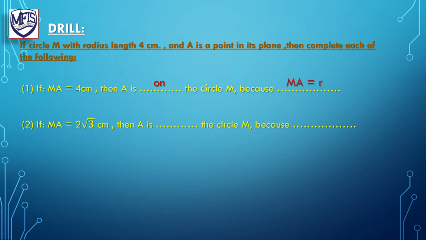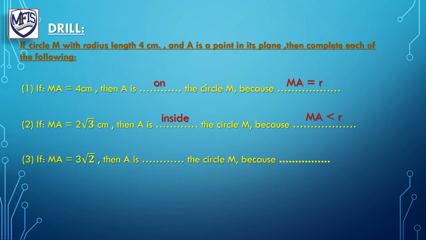Number 2. If MA equals 2 root 3, then A is, to determine the position here, convert 2 root 3 into decimal form to know if 2 root 3 is more than 4, less than 4 or equals 4. Of course, 2 root 3 is less than 4, less than the radius. Therefore, A is inside the circle. Why? Because MA is smaller than R.